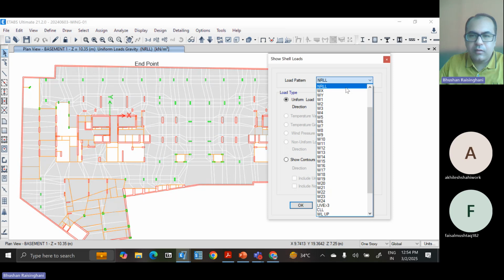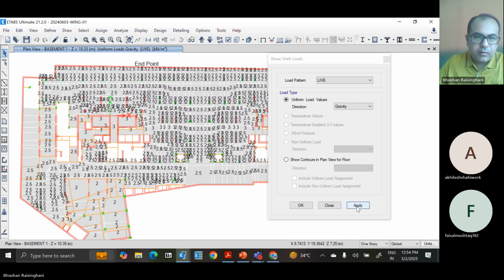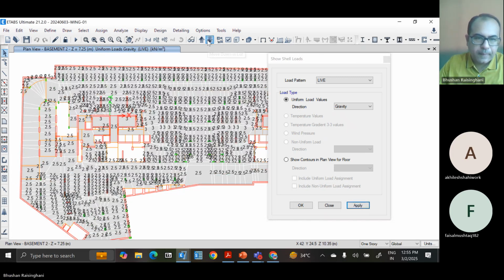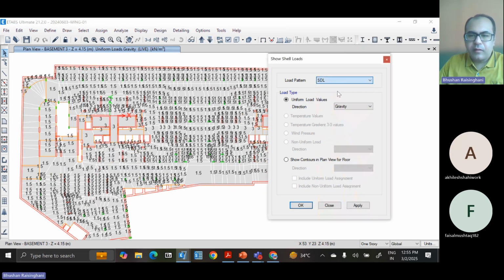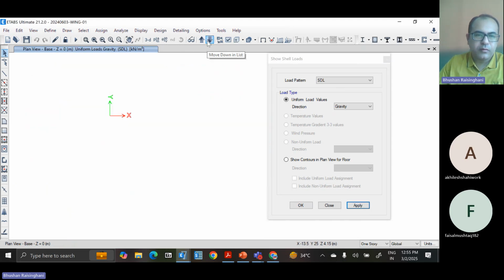So if we see the live load again, it is 2.5 and 3 kilonewton per meter square maximum applied. And super dead load of 2.25 kilonewton per meter square on the floors below.